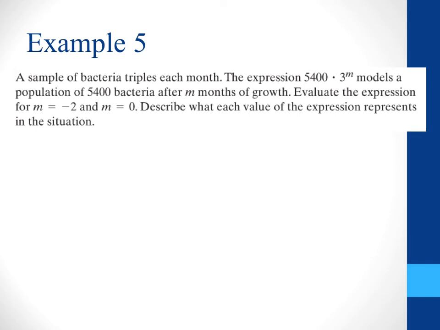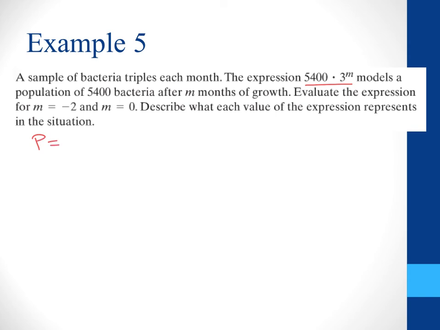Example 5 is another example that deals with population. Okay, and it says a sample of bacteria triples each month. The expression given by 5,400 times 3 to the power of m models the population of 5,400 bacteria after m months of growth. We're going to evaluate the expression for when m is equal to negative 2 and when m equals 0, and then we're going to talk about what each situation represents.